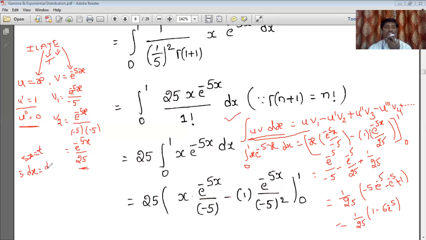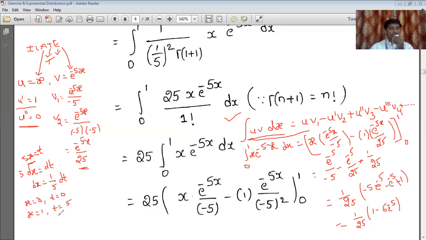So 5 dx is equal to dt, and then dx is equal to 1 by 5 dt, and obviously this is definite integration. We need to take the assumptions for the limits also. When x is equal to 0, t is equal to 0. Why? Because 5 into 0 is 0. Next, when x is equal to 1, t is equal to 5 into 1, which is 5.